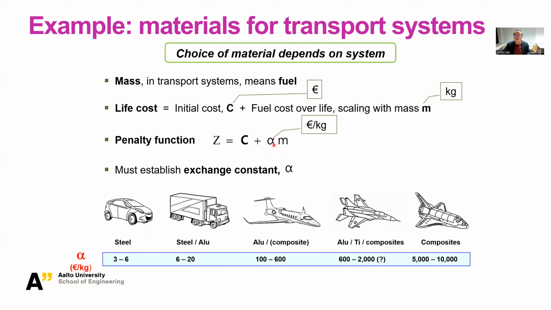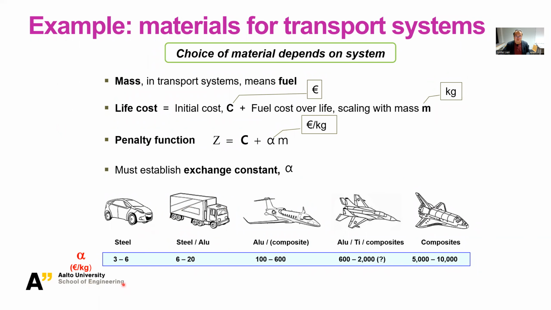And here, this alpha has a physical meaning. It is also called an exchange constant because it represents the money you spend per each kilo. You can very much correlate it to fuel consumption, and finally to the price of your fuels, either gas or benzene or diesel and so on. So here I'm giving you a few examples of this alpha.